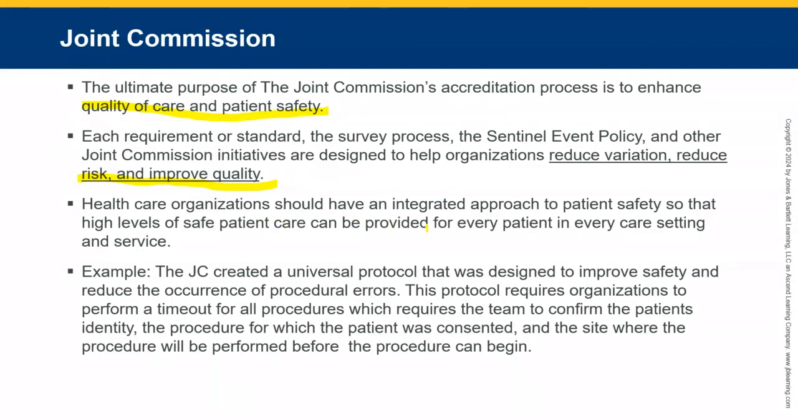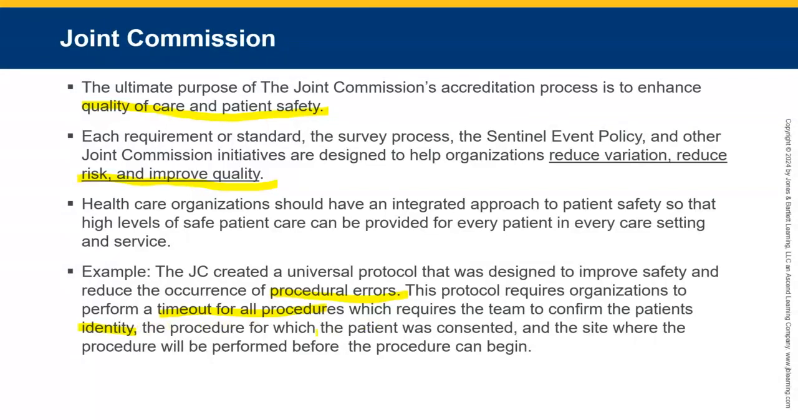Healthcare organizations should have an integrated approach to patient safety so that high levels of safe patient care can be provided for every patient in every care and service. So this is a big goal. For example, the Joint Commission created a universal protocol that was designed to improve safety and reduce the occurrence of procedural errors. This protocol requires organizations to perform a timeout. So there were errors in procedures. So now they do a timeout for all procedures, which requires a team to confirm the patient's identity, to make sure everybody knows that it's the right person.